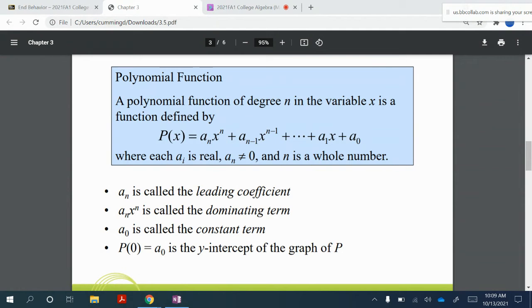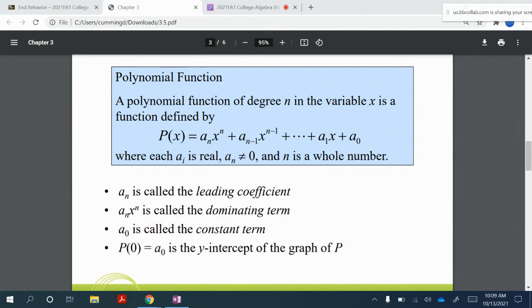I'm still looking at that polynomial function form. It's that very first term, a sub n times x raised to the power of n. That's called the dominating term. The dominating term is the term whose variable has the largest power. That dominating term also has a leading coefficient. And then we have plus a sub n minus 1 times x to the n minus 1, dot dot dot, a sub 1 x plus a sub 0, where a sub 0 is called the constant term on the end.